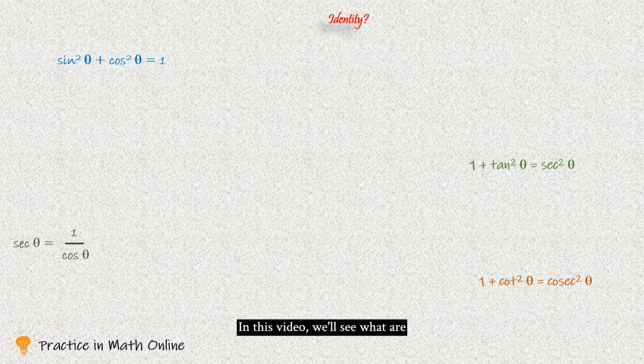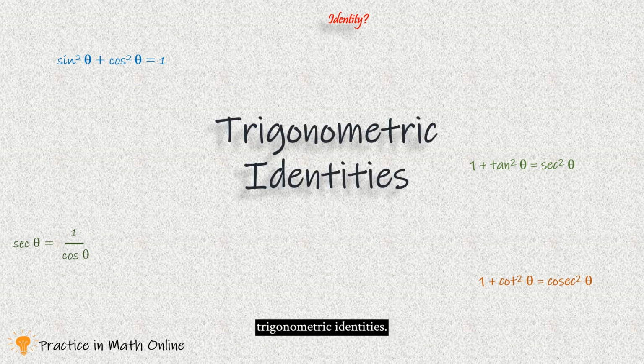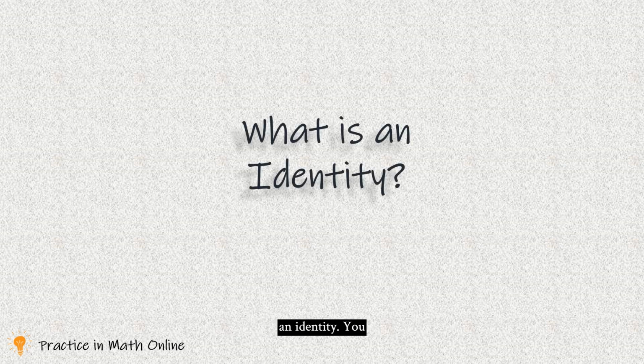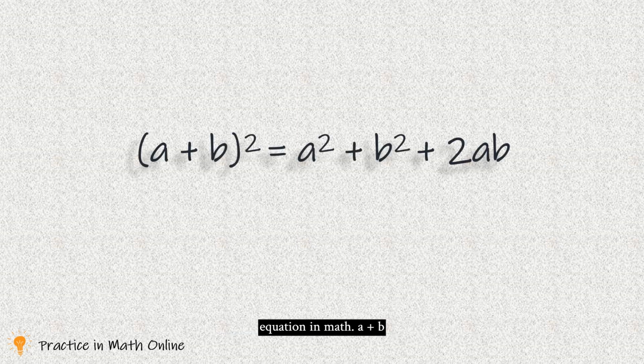In this video, we'll see what are trigonometric identities. Before understanding trigonometric identities, we have to understand what is an identity. You must have seen a particular algebraic equation in math. (a + b) whole square is equal to a squared plus b squared plus 2ab.